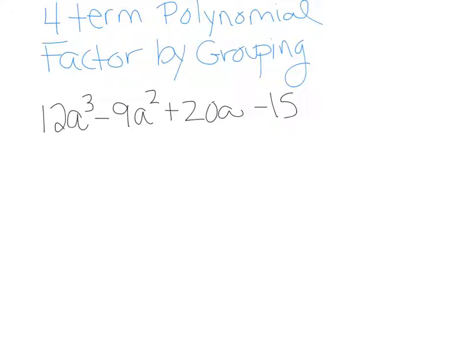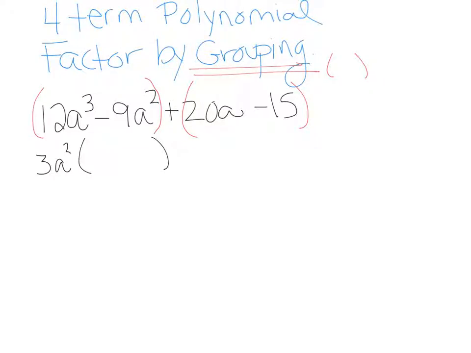So when we have a 4-term polynomial, we're going to use a new method called factor by grouping. The directions will just say factor, so you're going to have to look at that problem and say, oh, well, there's 4 terms here, so I'm going to use factor by grouping. Okay, so we need to find the GCF of each of these groups that we just made. Now, factor by grouping means we're going to group 2 terms together and another 2 terms together, and we're going to factor each group. So 12a cubed and negative 9a squared, the GCF of these is going to be 3a squared. That would go on the outside of the parentheses.